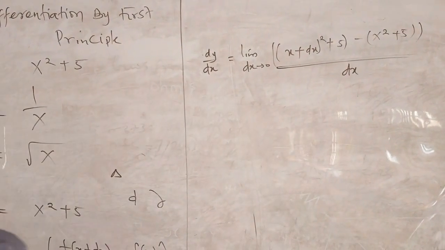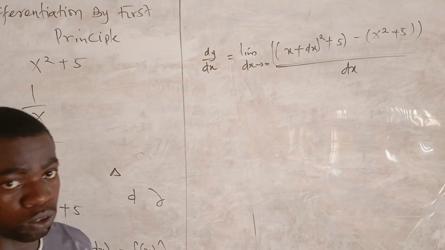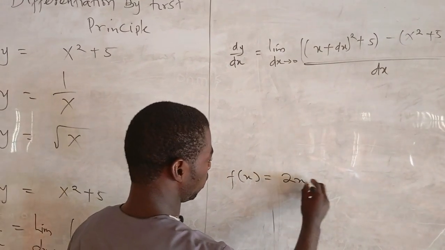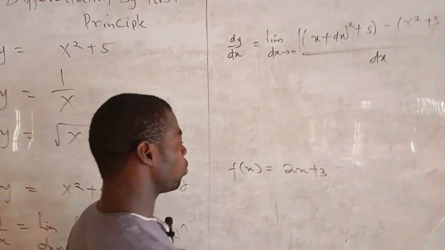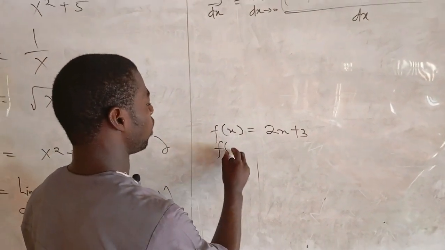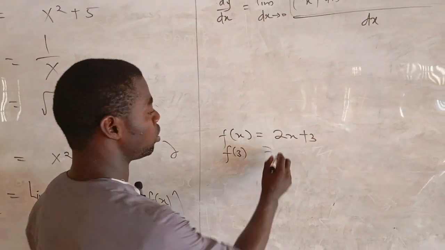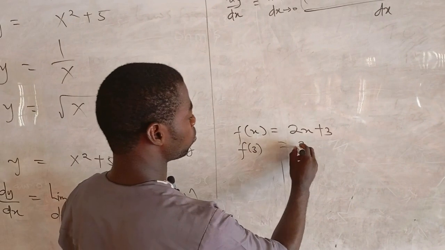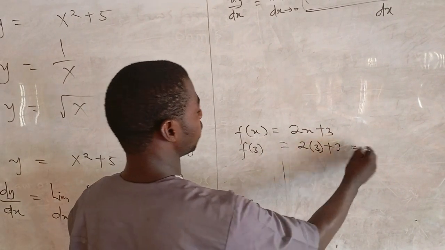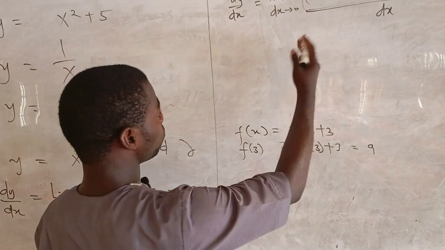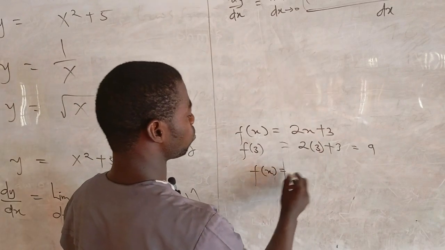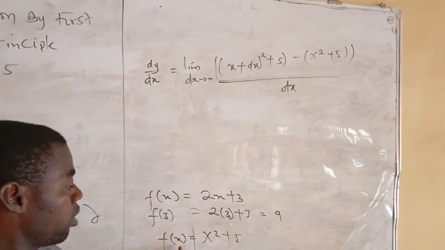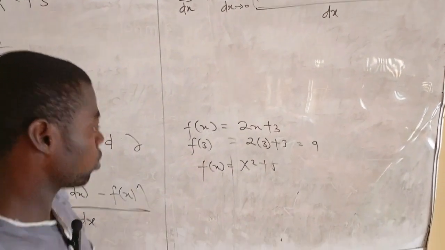It's your composite function, a function of a function. For example, if you're given that f of x is equal to 2x plus 3, and you're asked to find f of 3, what it means is that everywhere you see x, you substitute 3. So this becomes 2 times 3 plus 3, and this gives you 9. In the case where f of x is equal to x squared plus 5, that's exactly what we have, because f of x is the same thing as y equals x squared plus 5, which is our question.